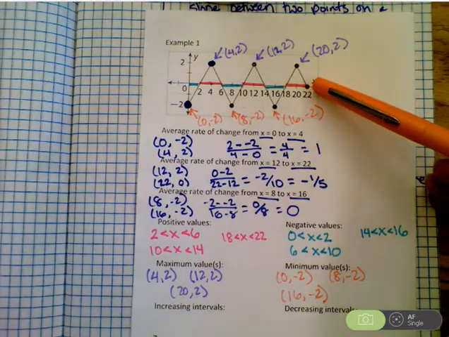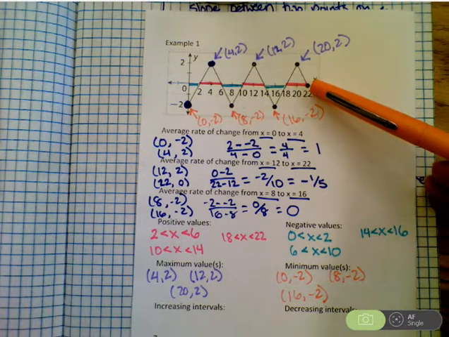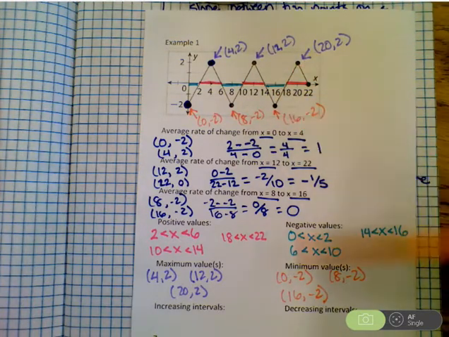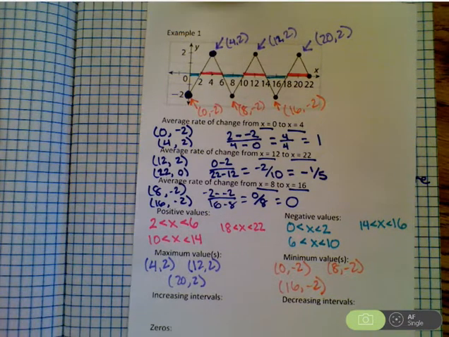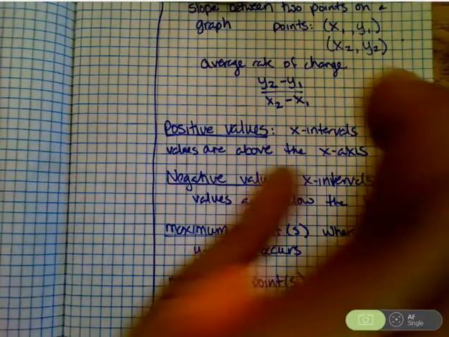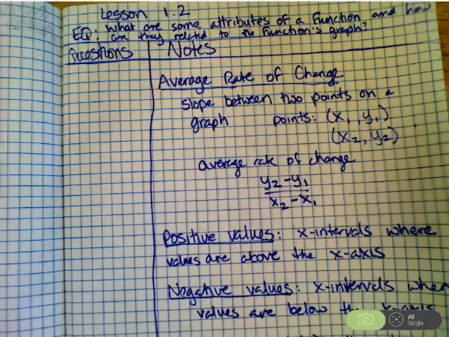And notice this point at the end, this 20, where x is 22, that's not a maximum or a minimum because the graph isn't really going up or down from there. So that one we wouldn't count in this case. We will count it when we get to zeros, but that's coming next. Okay, so finish that. Pause if you need to, and we're going to go back to a little bit more vocabulary.